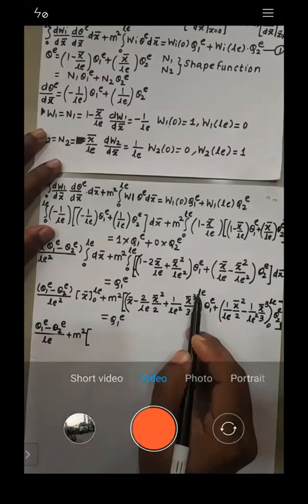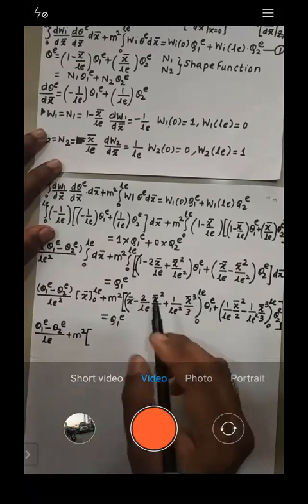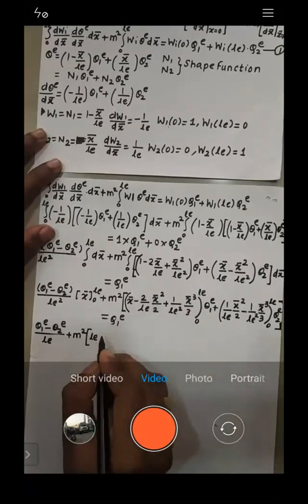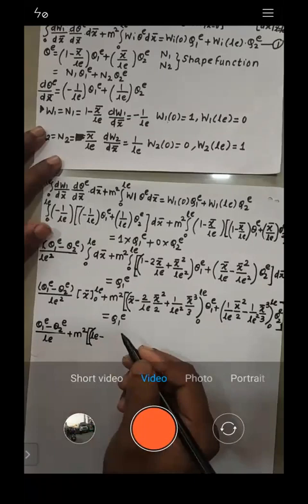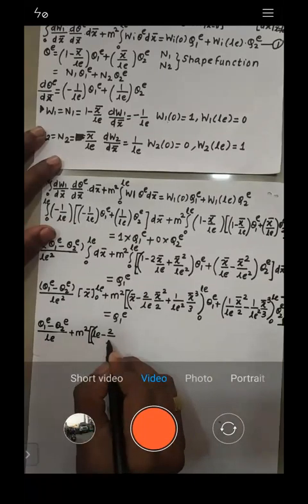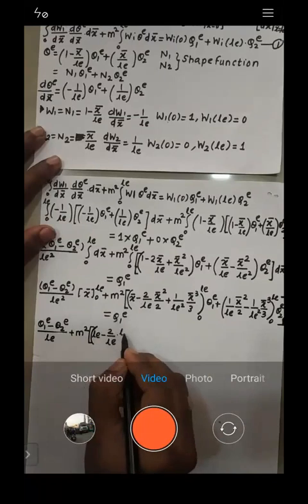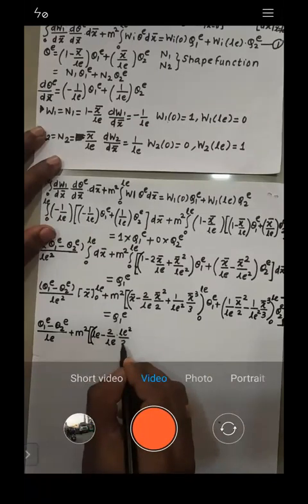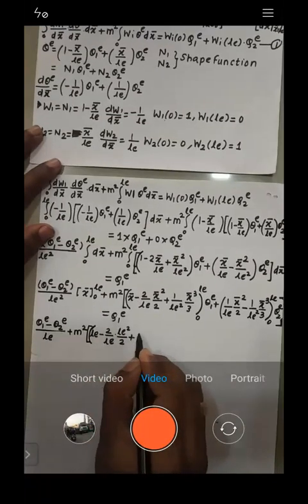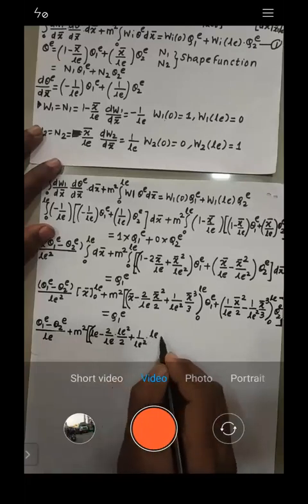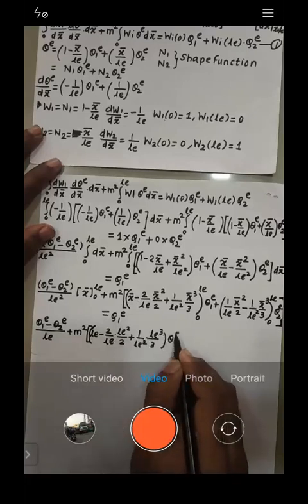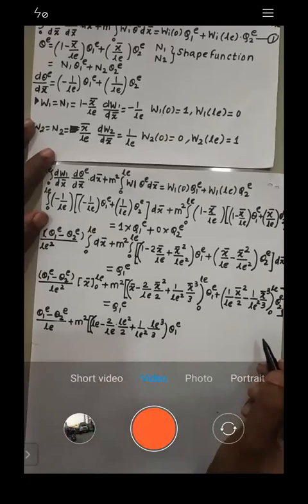See, when you put x as LE, okay, what happens? Let me put that in a first bracket. LE minus 2 by LE, LE square by 2. Is it okay? Plus 1 by LE square, LE cube by 3. Is it okay? Yes sir. Yes or no? Is it okay or not?